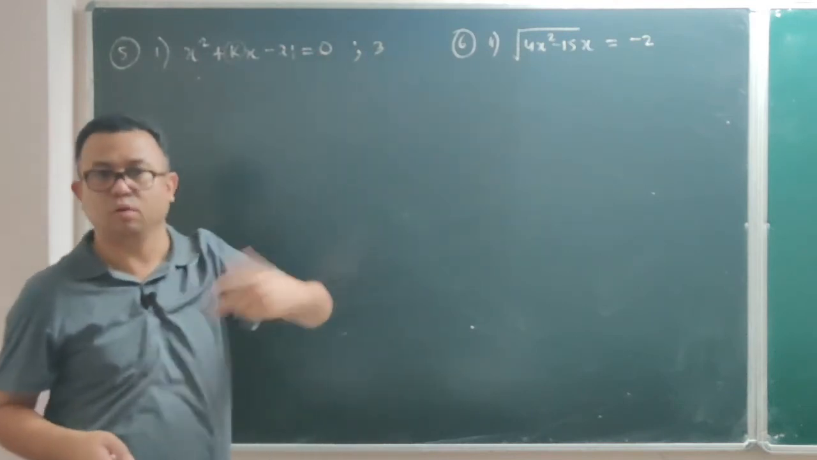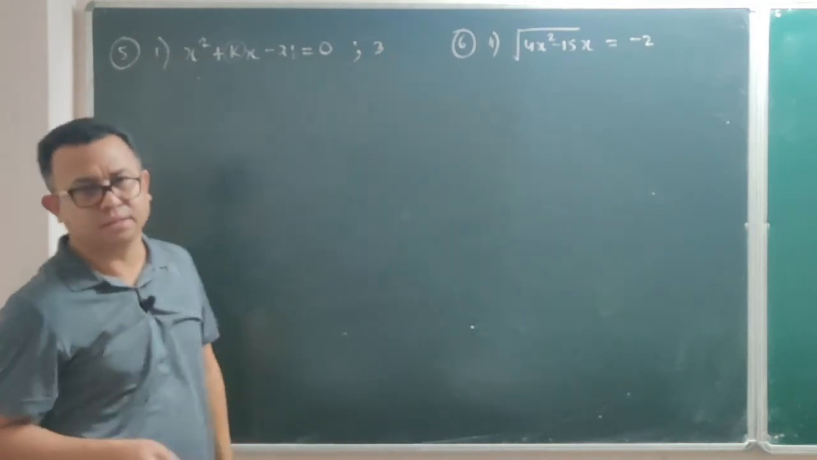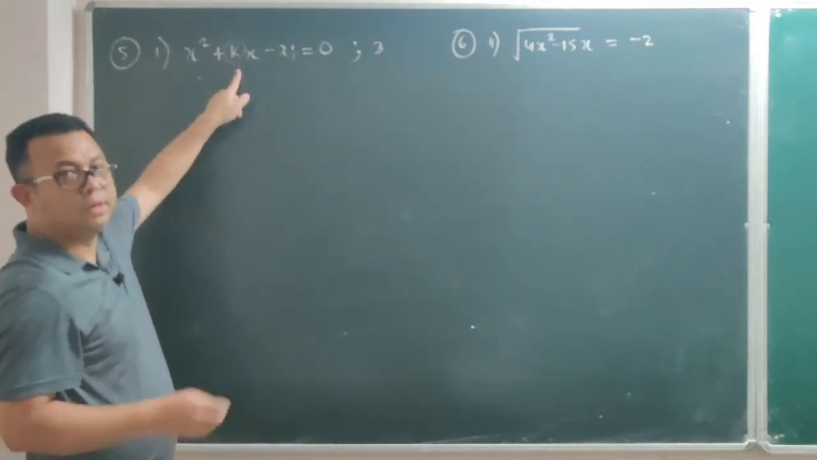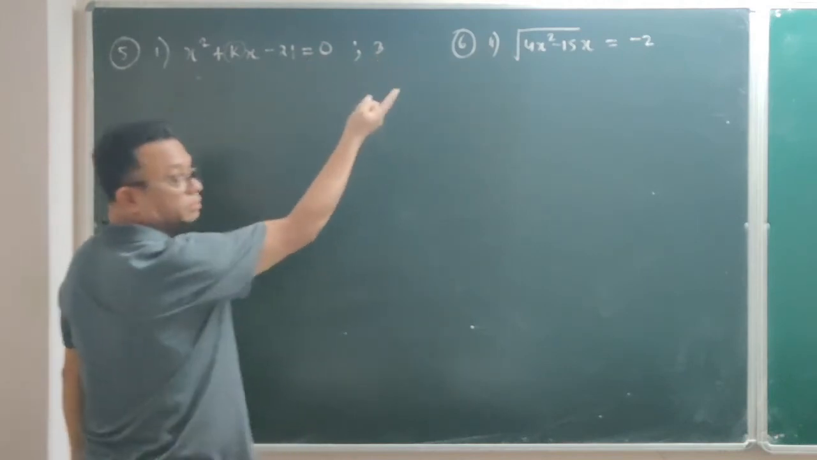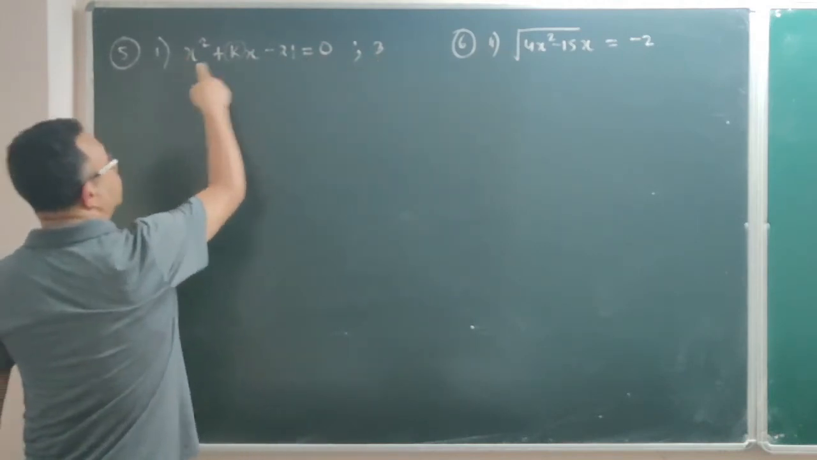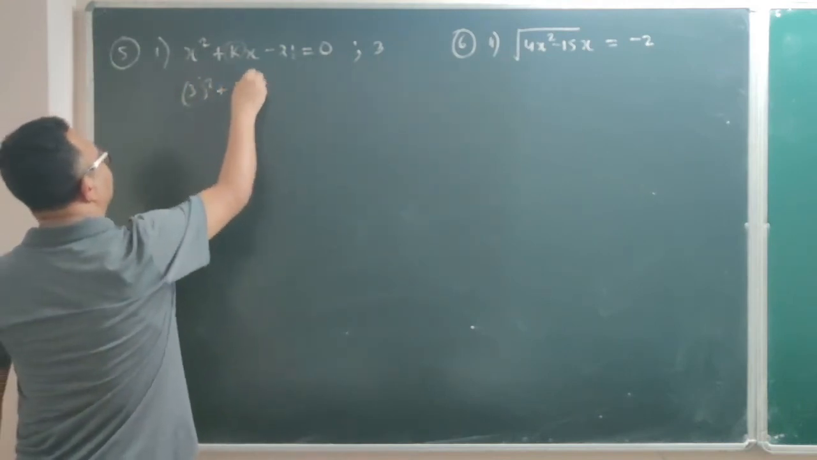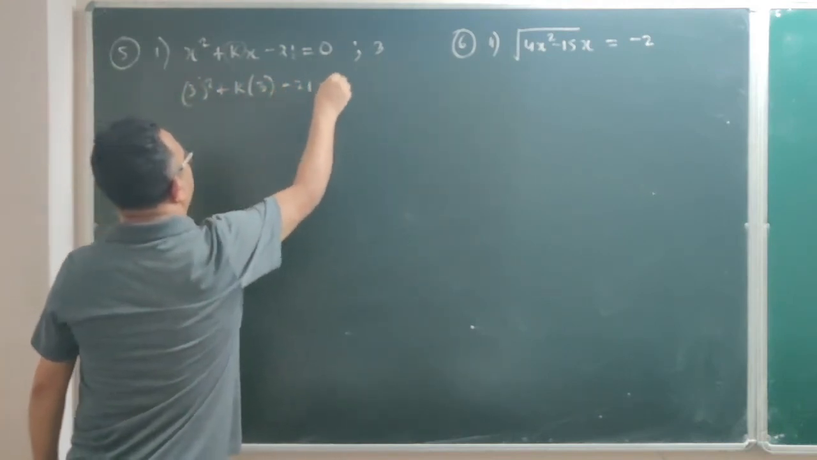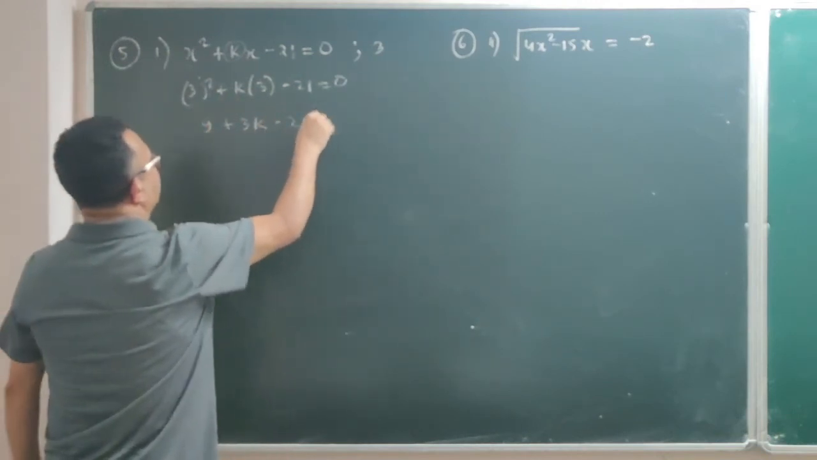You know, two answers are there, always in a quadratic equation, two answers are coming, but one answer they have given, so it is enough. One answer is enough to find the value of k. So simply what we'll do, since you are given one value of x, it is 3, the root, wherever x is there, put this 3: 3 square plus k into 3 minus 21 equal to 0.